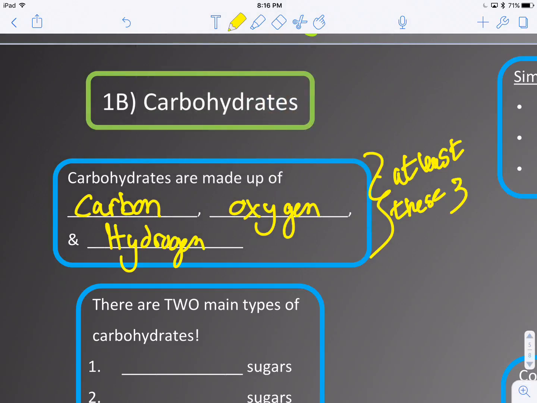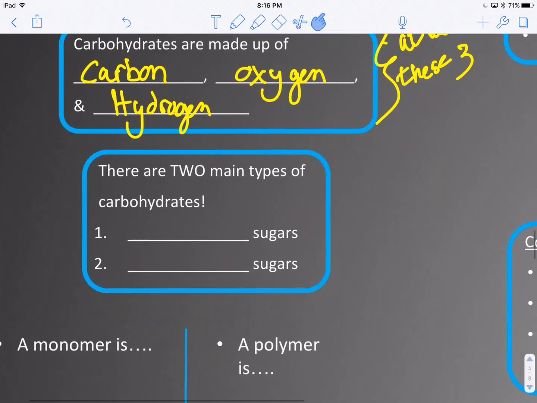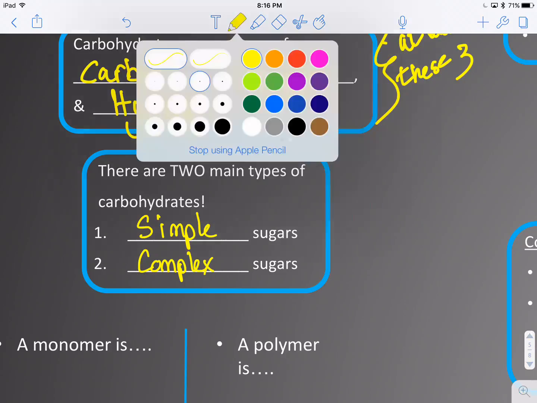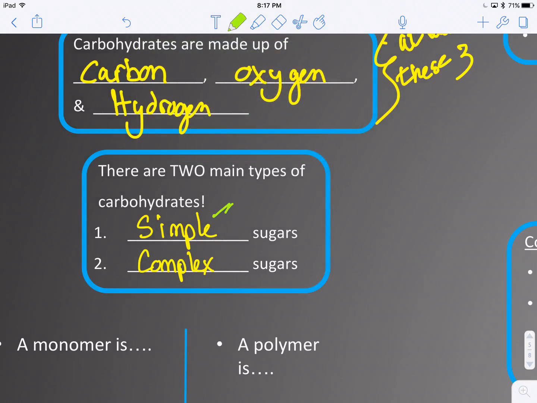Great. So there are two main types of carbohydrates. They're known as simple sugars and complex sugars. I'm sure, guys, these are very common words. Simple meaning usually just one thing, very straightforward, and complex meaning many things. One thing. And this meaning many things.